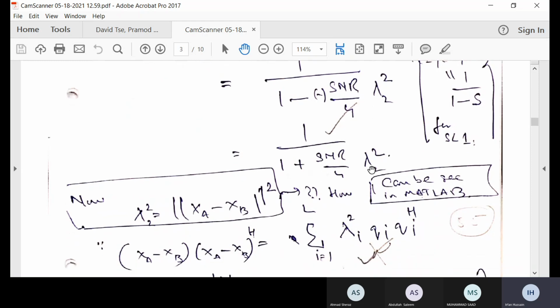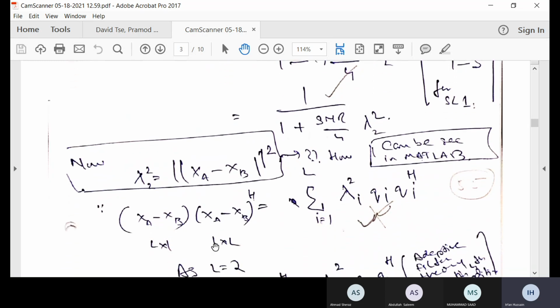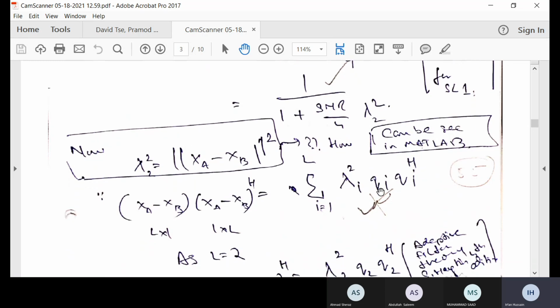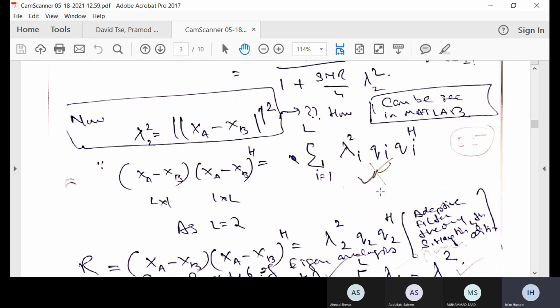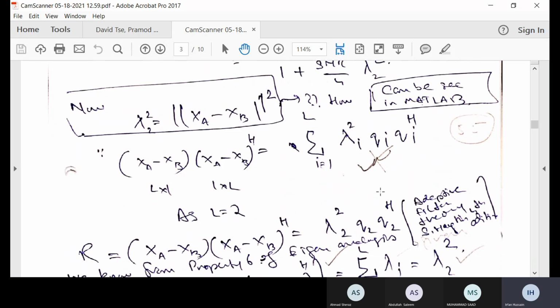A question arises: what is this lambda 2? The only non-zero eigenvalue. Here we know the relation of a matrix whose eigenvalue you are interested in: this matrix is actually equal to the sum of the eigenvalues times the eigenvectors. It's a well-known theorem of eigenvalue analysis. And because we have two lambdas and one lambda is 0, I can just write lambda 2 q2 q2. In I you will have 2 because lambda 1 is 0.